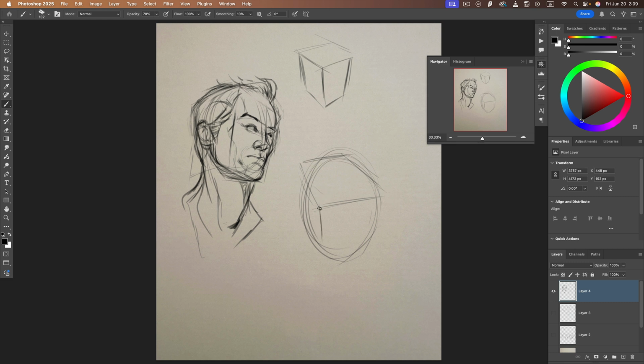Now, hopefully we can get to the point where we can block things in without actually having to draw the actual box. Hopefully, we can get to the point where we can just eyeball it.